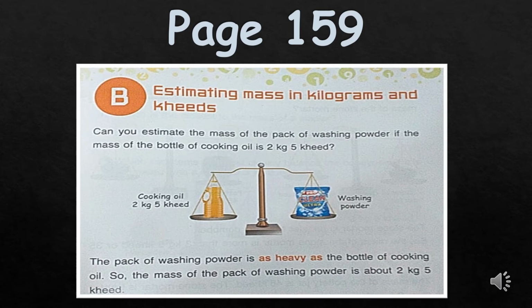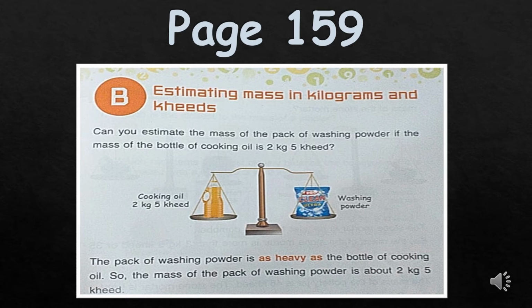Okay, so let's have a look. Estimating mass in kilograms and keys. Now look at the scale. The scale is in balance, you see? They both weigh the same thing. So the question is, can you estimate the mass of the pack of washing powder if the mass of the bottle of cooking oil is 2 kilograms and 5 keys?